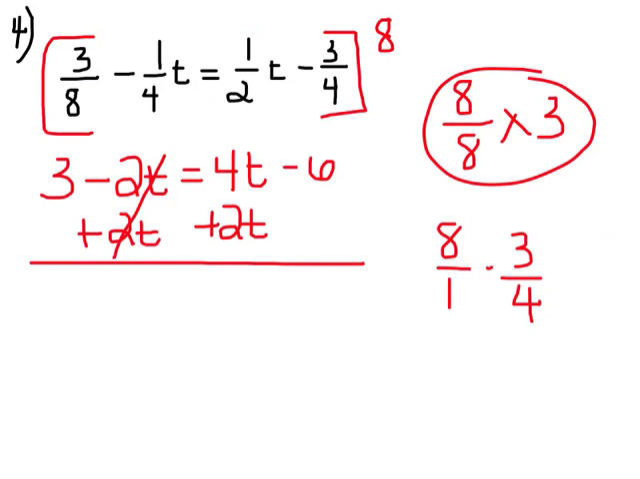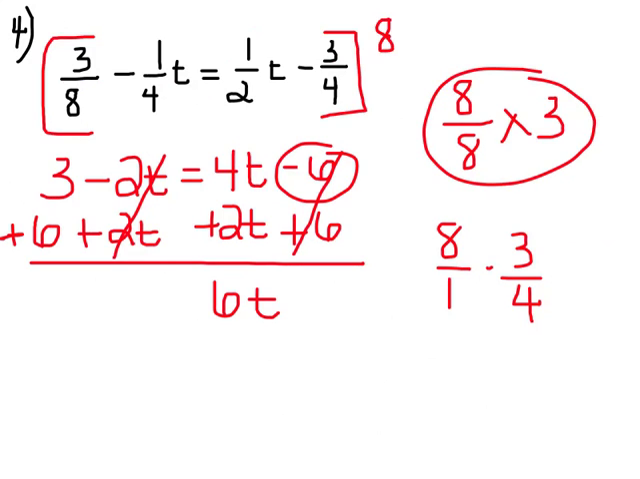Now our variables are on the right side. Let's move our numbers. Any numbers on the right side, we're going to move those over to the left side. So we'll be adding 6 to both sides. So 6 plus 3 is 9.